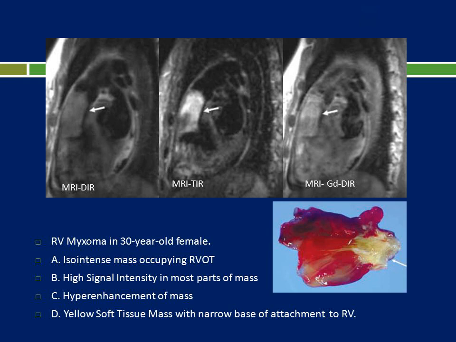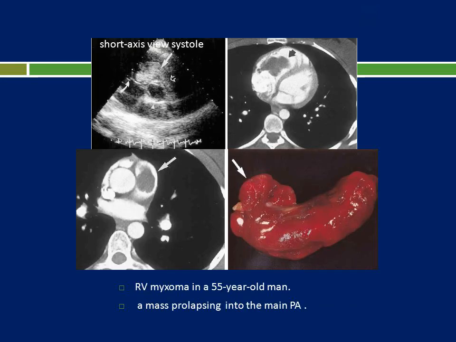A, iso-intense mass occupying the RV. B, high signal intensity in most parts of the mass. C, hyperenhancement of the mass. D, yellow soft tissue mass with a narrow base of attachment to the RV. Short axis view, systole. RV myxoma in a 55-year-old man. A, mass prolapsing into the main PA.